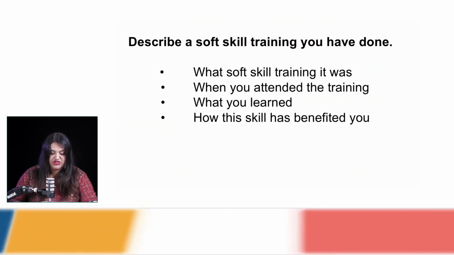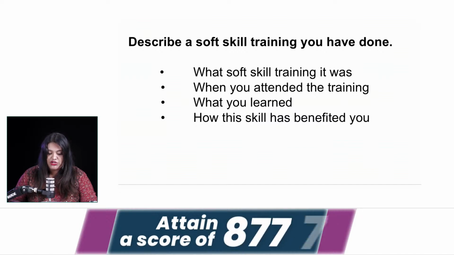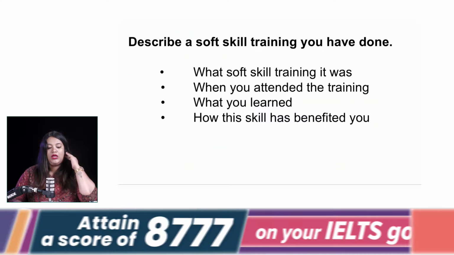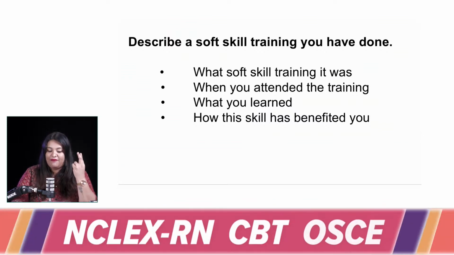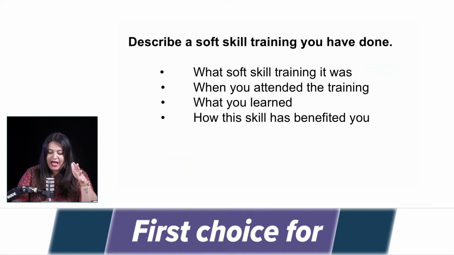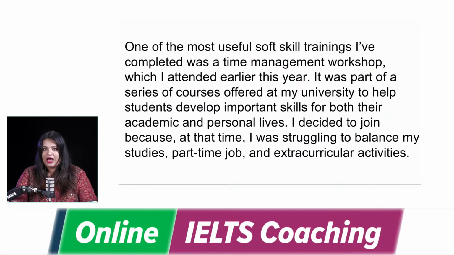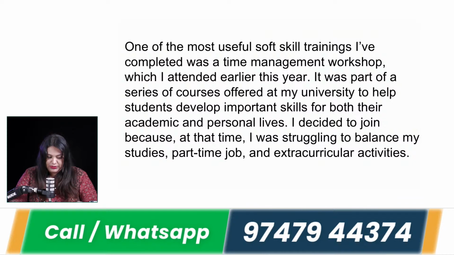So what are the sub questions you have? What soft skill training it was, when you attended the training, what you learned, and how the skill has benefited you. So these are the 4 questions you have. First, you need to say what it is, when you attended the training, what you learned in the training, and how the skill has benefited you. Okay, so now let's see how I have started the opening phrase, or how I dived into the topic. So let's have a look into it.